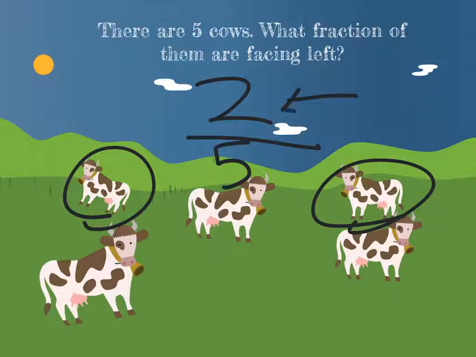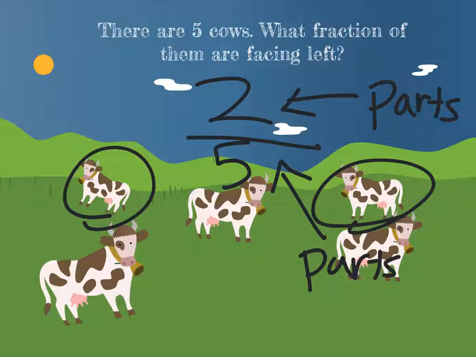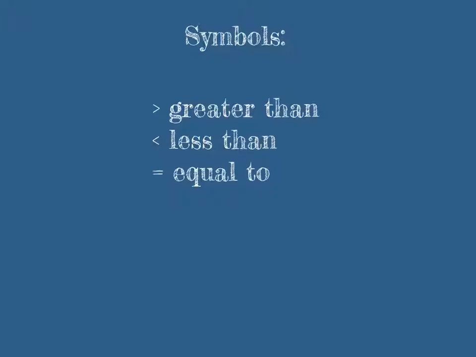So this 2 represents the parts. This 5 represents the parts per whole. What this means is that these 2 cows make up 2/5 of the entire cow population here. Okay, so now that we're done defining fractions, let's move on to comparing fractions.